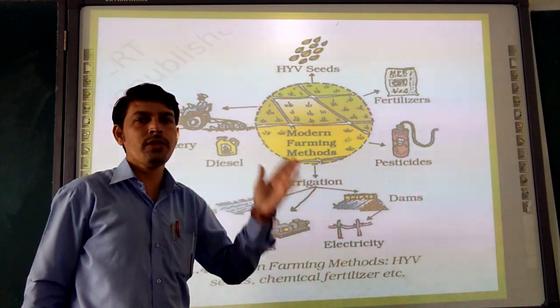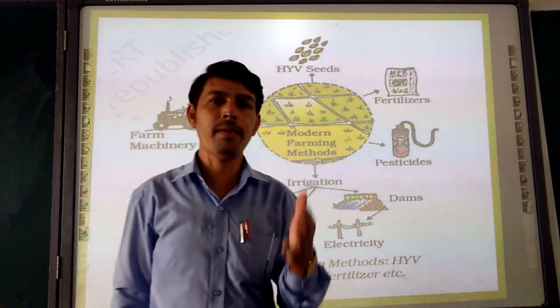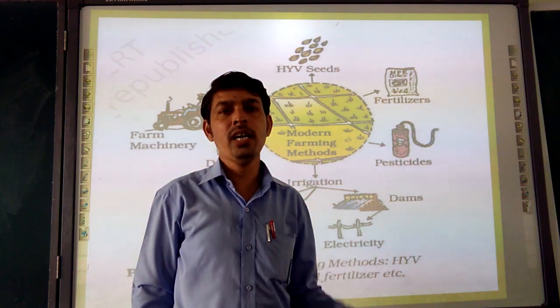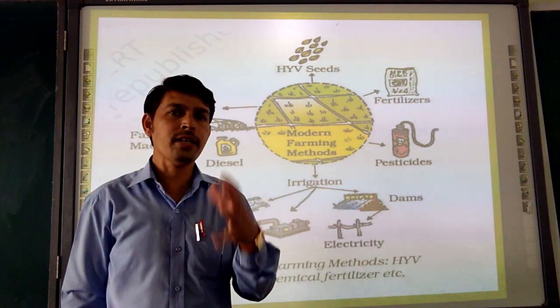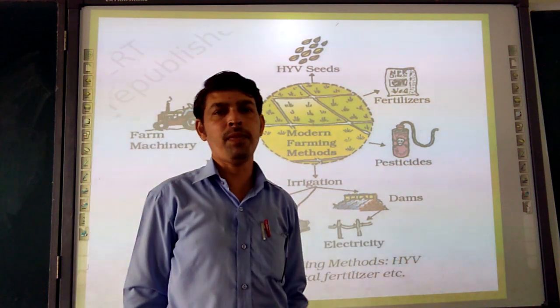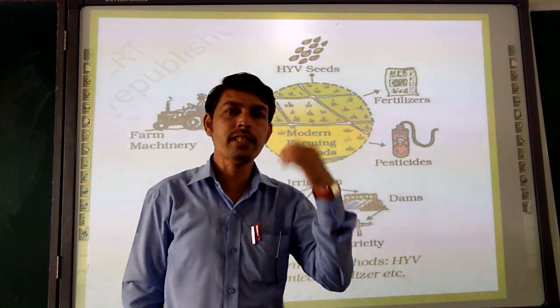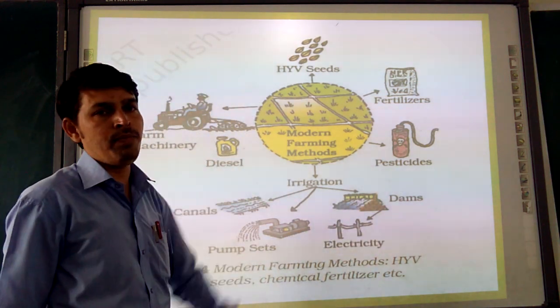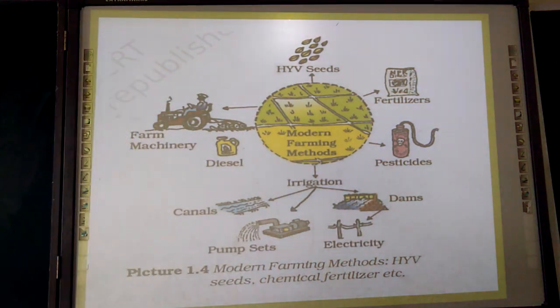Regarding the earlier pattern, you can ask your grandparents, those who have agriculture plots. They will tell you how they used to manage, how they used cow dung as manure in the field, and how they used traditional seeds. But nowadays, the farmers are adopting modern farming methods.